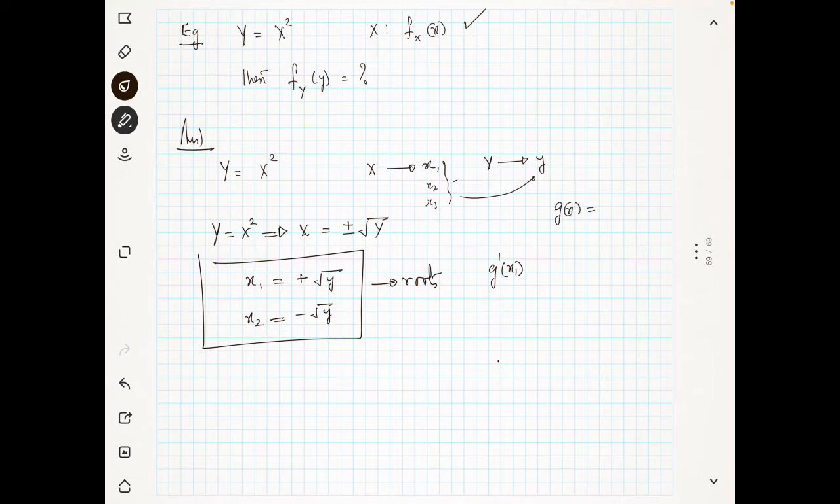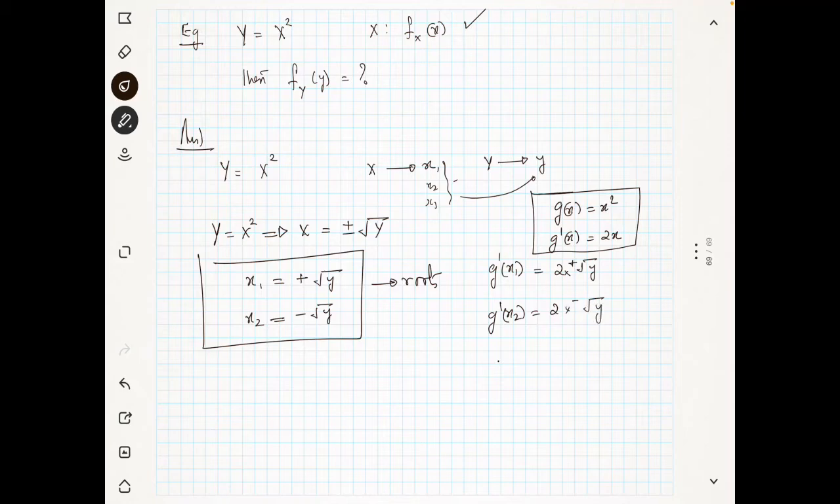Now we will find g dash of x1. You know that g of x is x square, so g dash of x is 2 into x. In general, g dash of x1 is 2 into x1. What is x1? x1 is the square root of y. And g dash of x2 is 2 multiplied with minus square root of y.